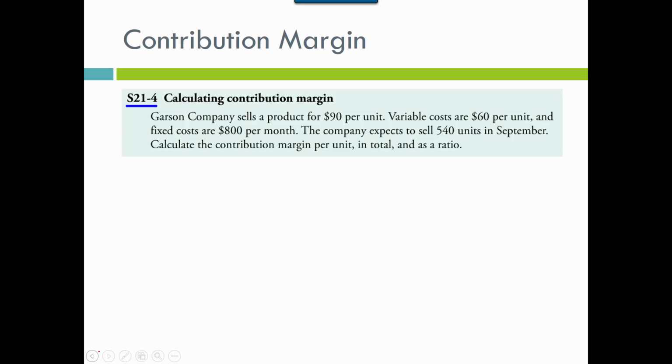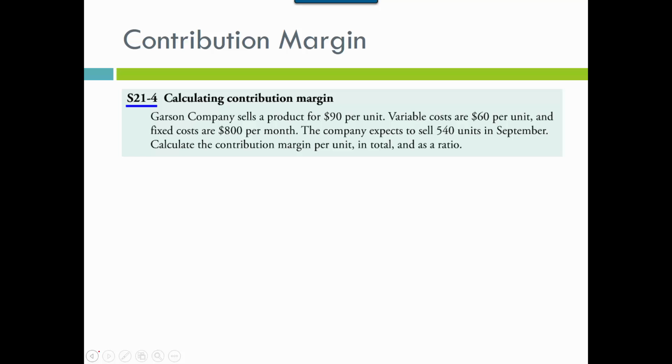So let's do a couple problems here to get you started. These are all in the demo problems, but I'm not doing all of them. Garson sells a product for $90 per unit. The variable costs are $60 per unit, and the fixed costs are $800 a month. They expect to sell 540 units in September. Calculate the contribution margin per unit, in total, and as a ratio.